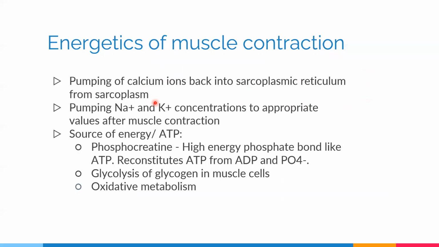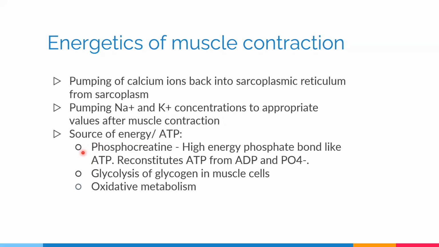this ATP is required. Next, there needs to be re-maintenance of the concentration gradients of various ions, such as sodium and potassium, across the muscle, which will prepare the muscle for the next contraction by polarizing. The pumping of sodium and potassium concentrations to appropriate values after muscle contraction also requires ATP. But where is the source of ATP?